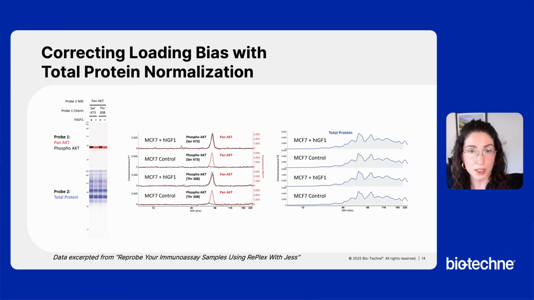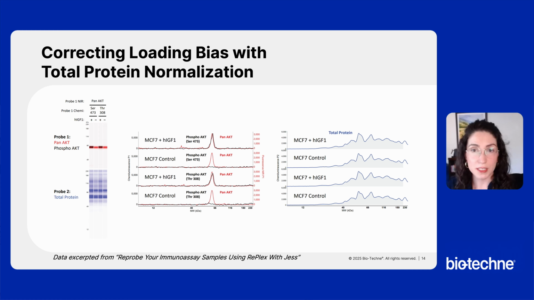Using 2 antibodies that were specific to different phosphorylation sites, we were able to track the impact of the treatment on different samples. On the left, we have our lane view with the pan-AKT and phospho-AKT probes multiplexed in the NIR and chemiluminescent channels respectively. Below the immunoassay bands is the chemiluminescent total protein detection in blue. In the center and on the right, we have the graph views.